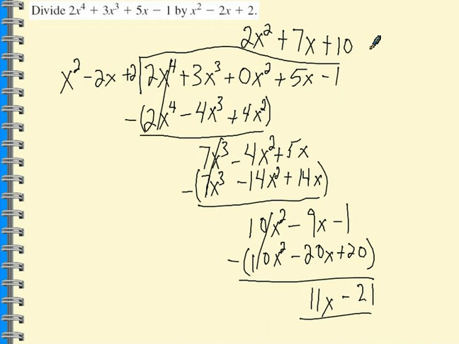So we can write a plus 11x minus 21 all over our divisor, which is x squared minus 2x plus 2. Okay, now I threw a lot at you right there. So go ahead, take a second, look it over, possibly even rewind the video, go back through, and make sure that you understand where all this is coming from.